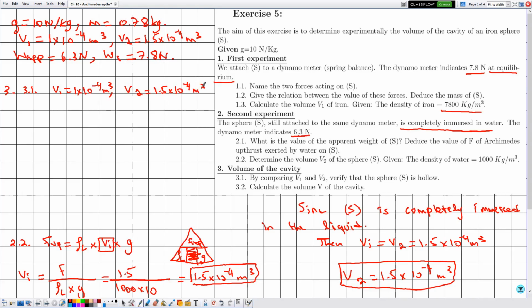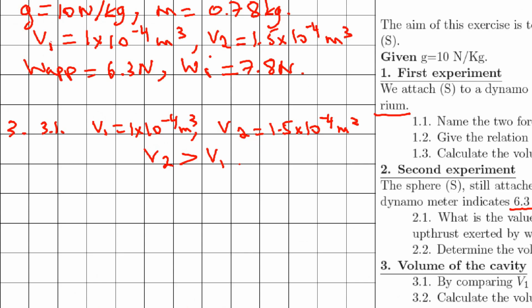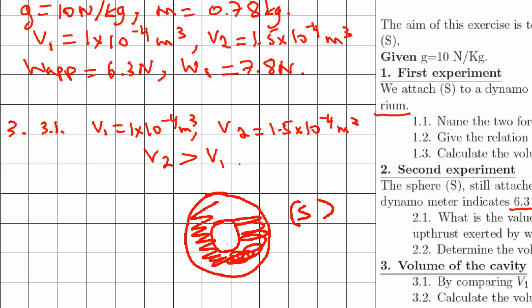So here in this case, V2 is greater than V1. So what do we deduce? We deduce that the volume V2 corresponding to the sphere is greater than the volume V1, which represents the iron, and this difference is due to the cavity found inside the sphere. So suppose that this is the sphere S, and this is the cavity. So this is the volume of iron, V1.